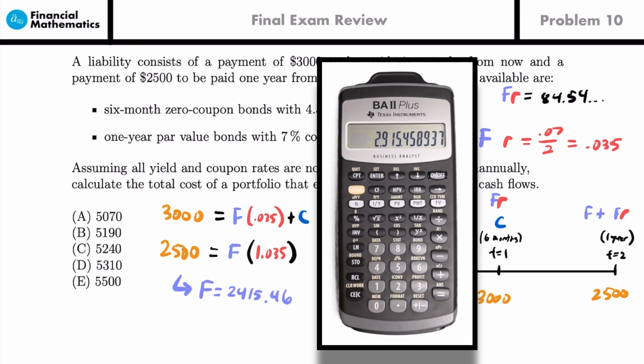So I'm just going to hit minus 3,000 and then hit plus or minus, and there we go. That's our value of C. So I'll put that right here. C is equal to $2,915 and about 46 cents.